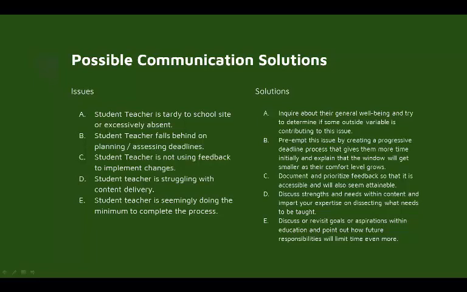As you can see, some of these solutions are actually proactive in nature and meant to get out in front of these issues. This is why it'll be critical to have a getting to know your candidate conversation at the beginning of the semester, to determine where your candidate's strengths and areas of need lie. It'll also be important to establish some reasonable expectations for your candidate.